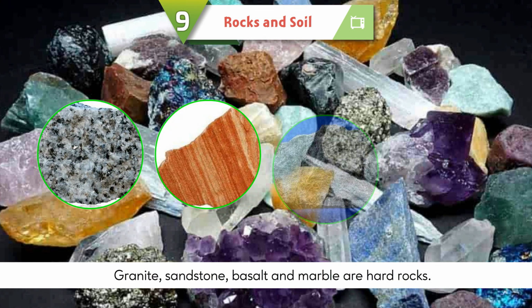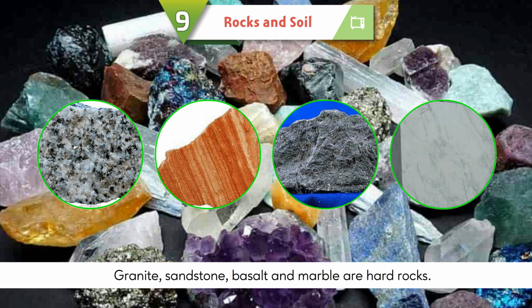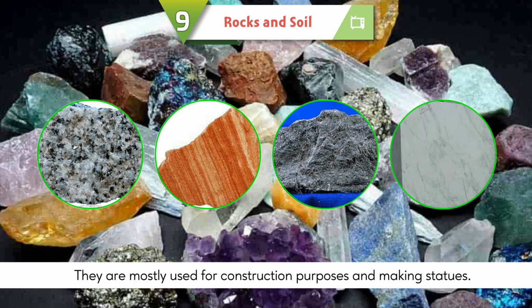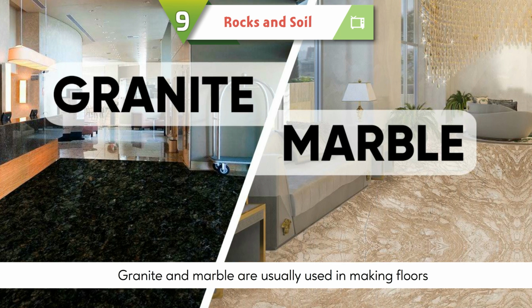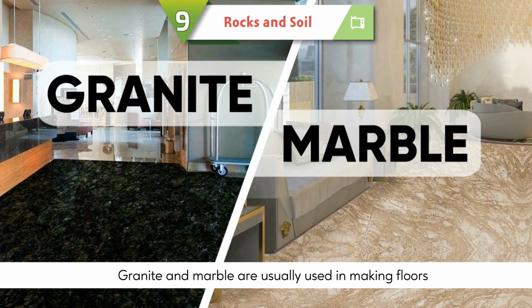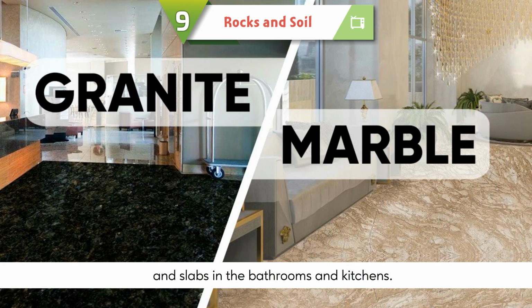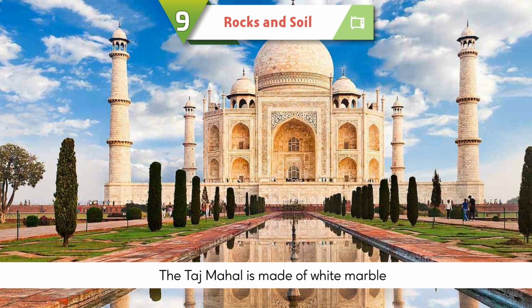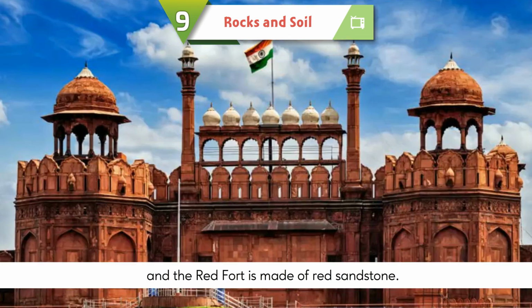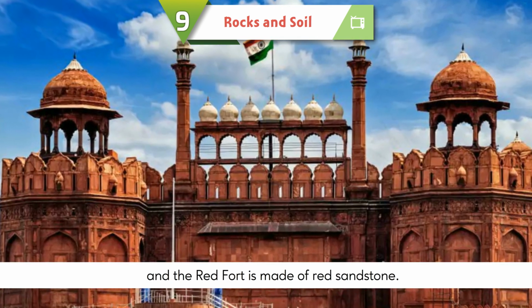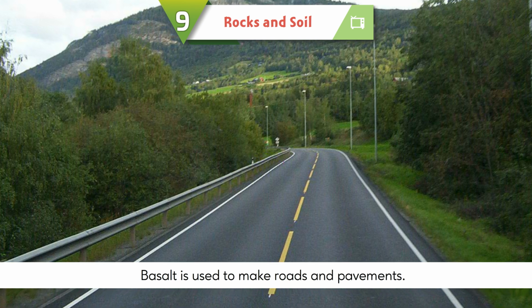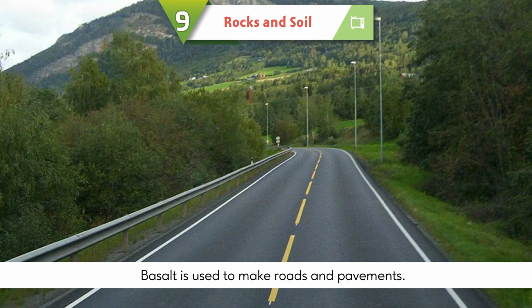Granite, sandstone, basalt, and marble are hard rocks. They are mostly used for construction purposes and making statues. Granite and marble are usually used in making floors and slabs in the bathrooms and kitchens. The Taj Mahal is made of white marble and the Red Fort is made of red sandstone. Basalt is used to make roads and pavements.